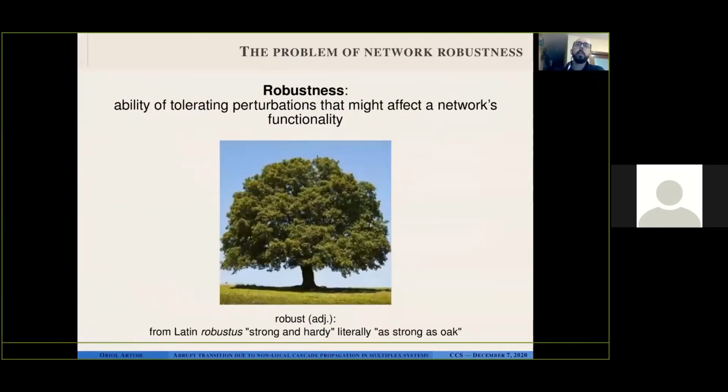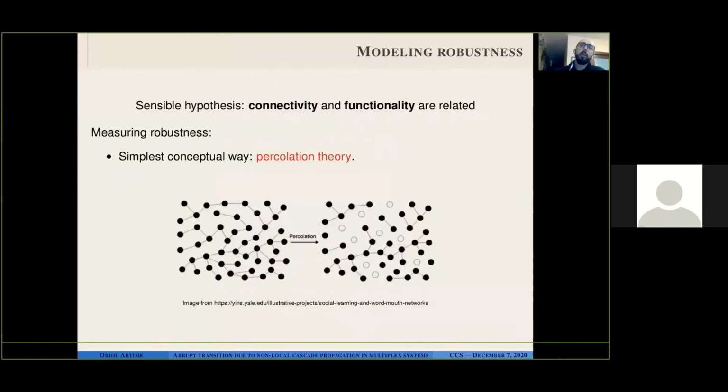So in general terms, in this work, we will be dealing with the problem of robustness. That is, we ask how good a system is at handling perturbations that might affect its functionality. And in particular, we're going to focus on structural robustness. That means that we have a structure and we remove a part of this network and see how the functioning of the network changes. A hypothesis that we work with is that the connectivity and the functionality of the networks are closely related. In particular, that connectivity is the first proxy to assess functionality.